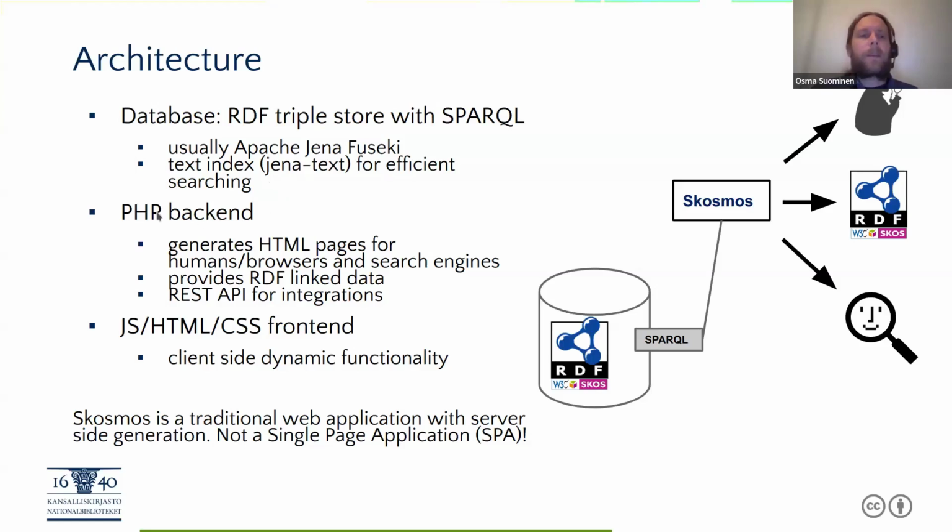Then there's some backend code written in PHP. The backend generates web pages for browsers used by humans, but also for search engines, for example, and other kinds of robots. It also provides RDF linked data, and it has a REST API so that you can integrate this with other systems. And then there's the front end. The backend generates the front end in a way, but the front end itself also has some client-side dynamic functionality, like all the things you expect nowadays on a web page. For example, when you type a search, there's some autocomplete.